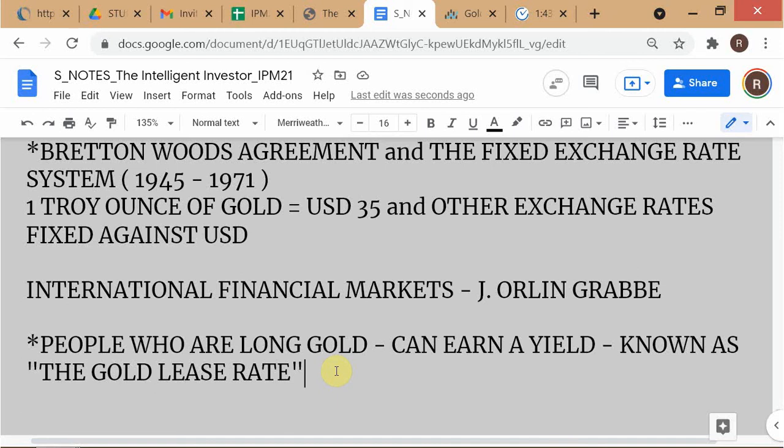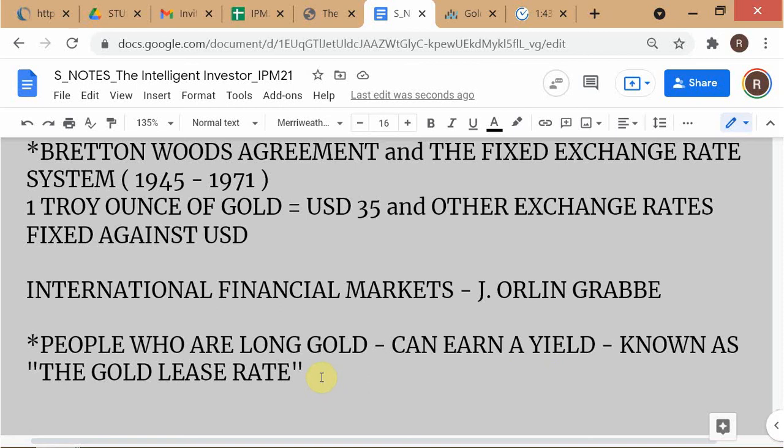There is something called a gold lease rate, which you can earn. If you're long gold, you can lease out the gold and earn a gold lease rate. What that rate is depends on market situations at a point in time. So it's not true that people who are long gold do not earn anything. In the international gold markets, you will earn a yield known as the gold lease rate.